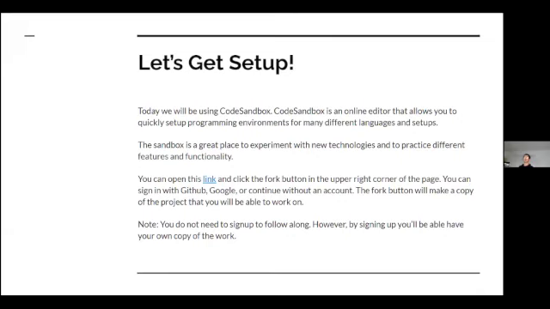You can open the link. That link is the same one that was pasted in the chat. Then click the fork button. Once I start sharing, I'll show you what it is. You can sign in with GitHub or Google, or just continue without an account. Either way, the fork button will allow you to make a copy of that project so you can work on it independently.